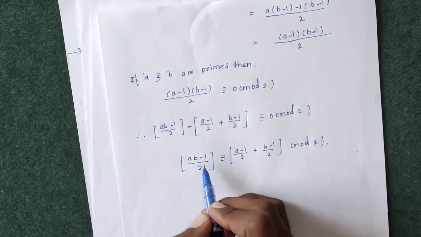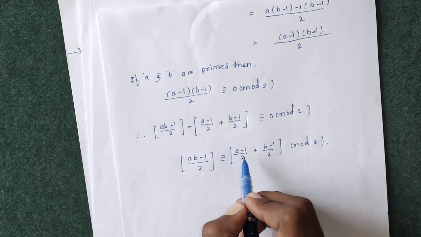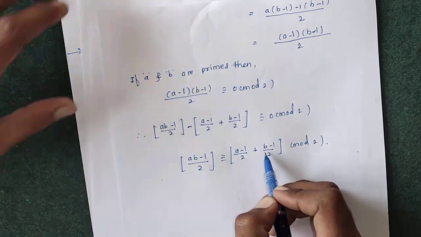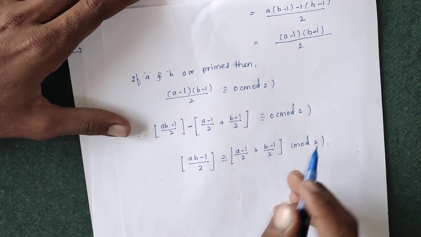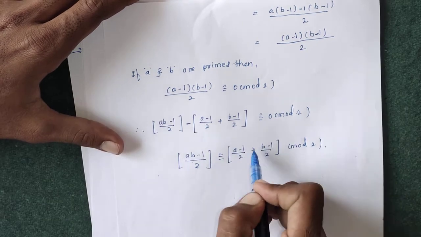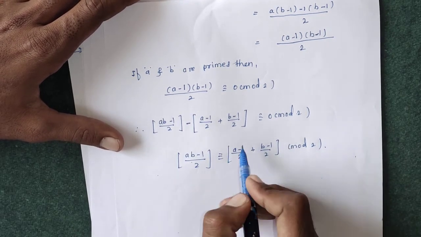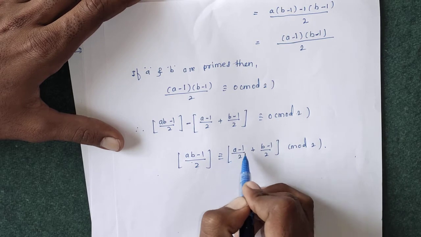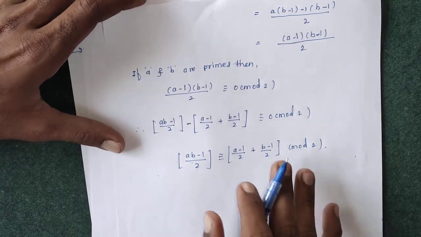So, we get (AB−1)/2 is congruent to (A−1)/2 + (B−1)/2 under modulo 2, or we can rearrange this. So, instead of this we can write (A−1)/2 + (B−1)/2 is congruent to (AB−1)/2.